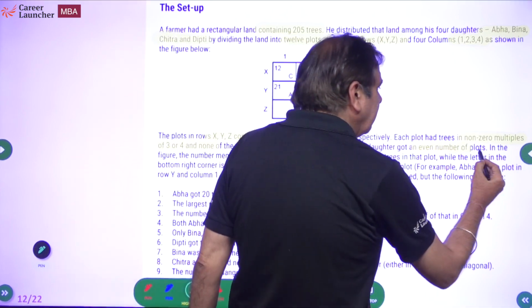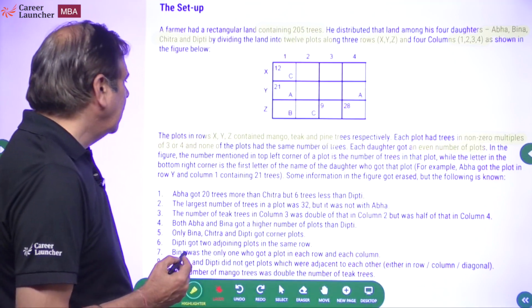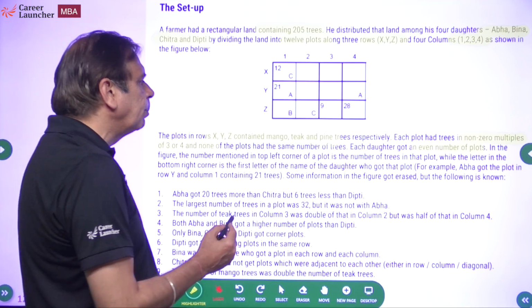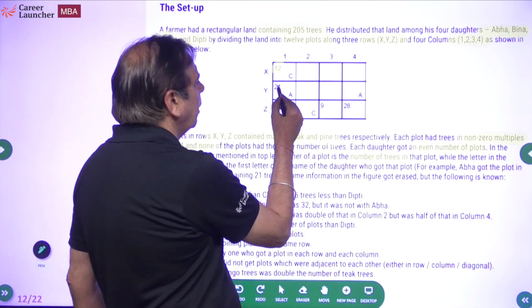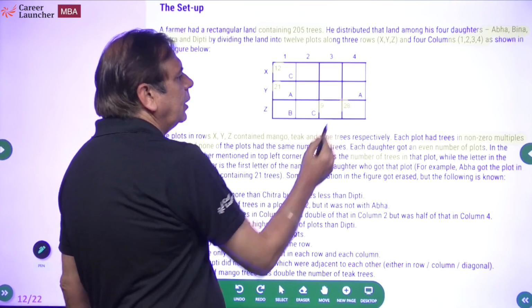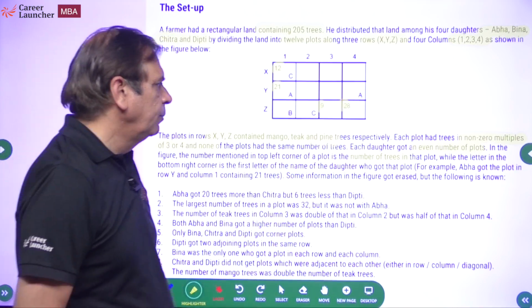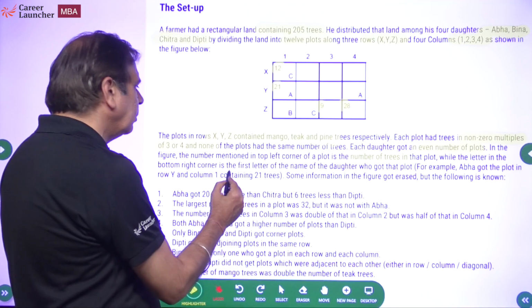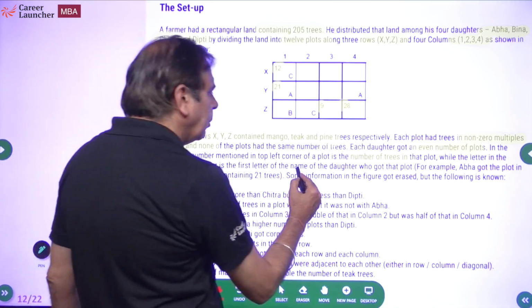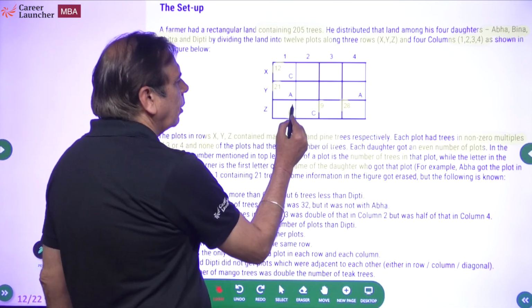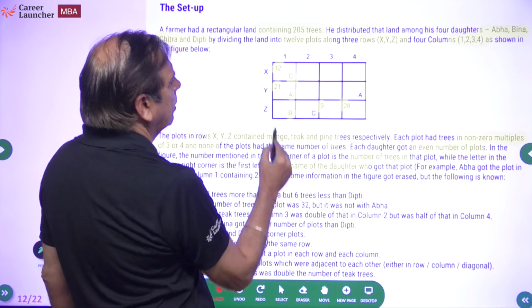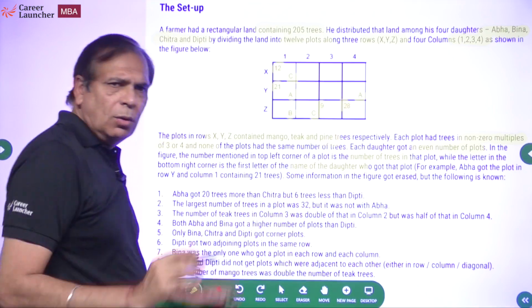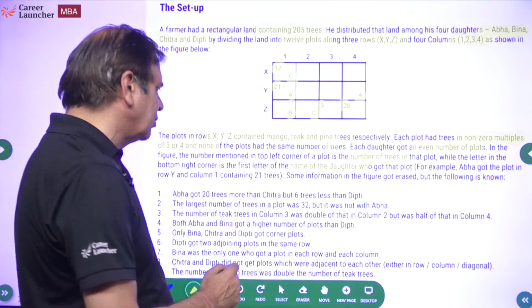Each daughter got an even number of plots. In the figure, the number mentioned on the top left hand corner of the plot is the number of trees. So these are the number of trees in each of these plots, while the letter at the bottom right corner is the first letter of the name of the daughter. So this is the name of the daughter. This is Veena. This is Abha. C is Chitra. So we understand what this data is telling us.